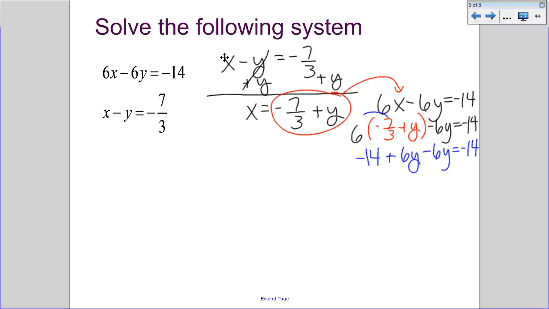Do we agree, Will? Did I do my distributing right? Or are you just going to blindly trust me that 6 times negative 7/3 is 14? Am I right, guys? Okay, thank you. So what do we do next? Add 6y and negative 6y. So what is 6y plus negative 6y? 0. It's gone. So you're left with negative 14 equals negative 14.